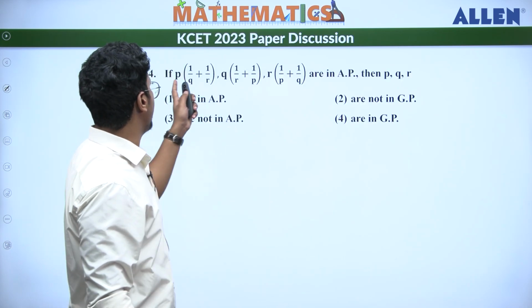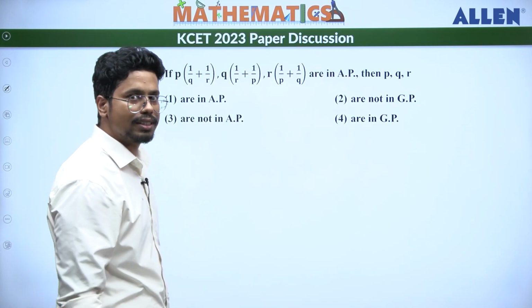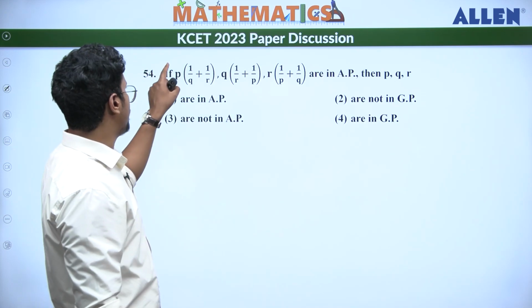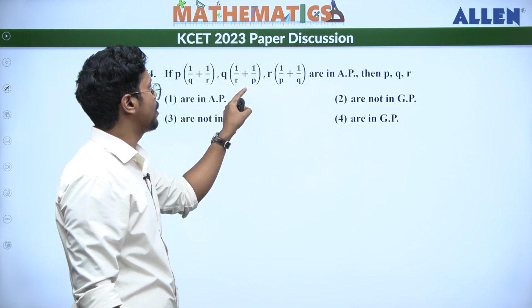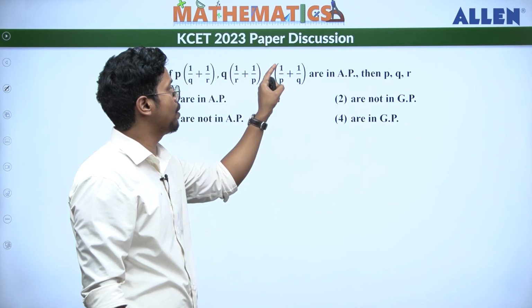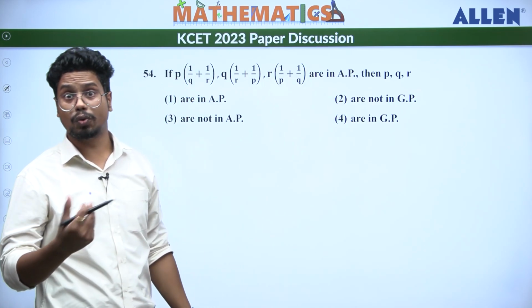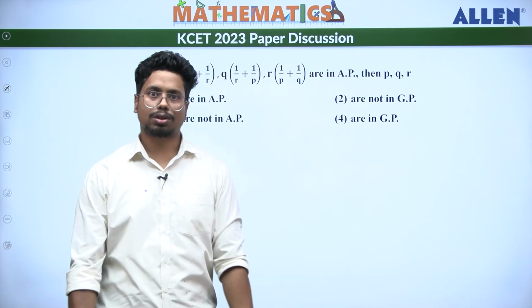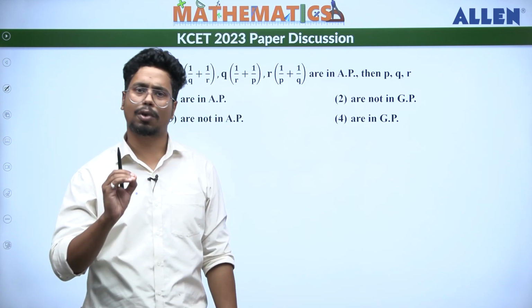Okay. This was a very good question which was asked. Let us try to understand how we can solve this question. If P into (1 by Q plus 1 by R), comma, Q into (1 by R plus 1 by P), comma, R into (1 by P plus 1 by Q) are in AP, then P, Q, R are in what? So this was a very, very good question actually. This question is solved solely on the basis of properties of AP.